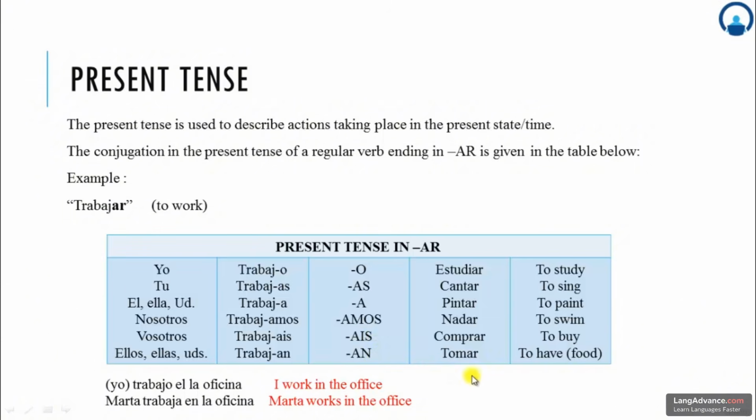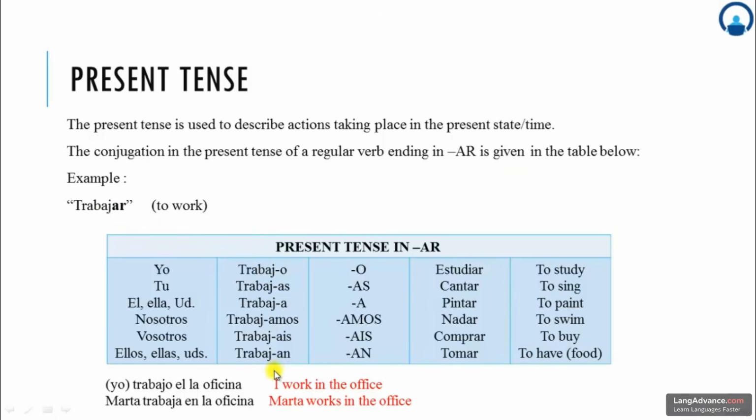Now, I suggest that, for example, I have written sentences down here below the table, like for the verb trabajar, right? For trabajar, we have these conjugations.